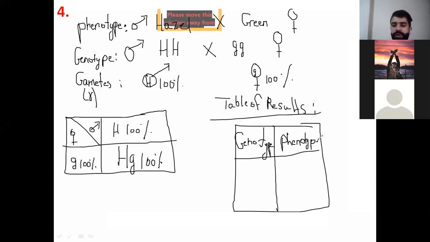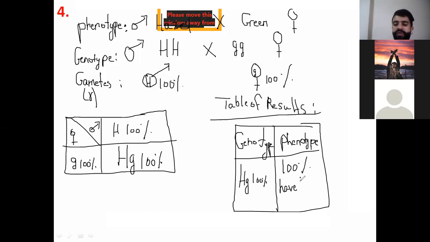So here, genotype, what do we have? We have H capital, G small, 100%. So what will be the phenotype, yeah, Nurjan? 100%, they have what? 100% hazel eyes. Very good.